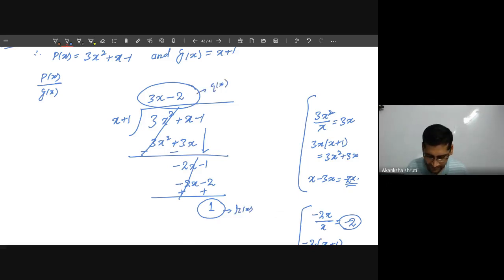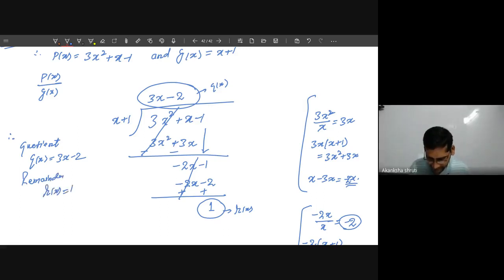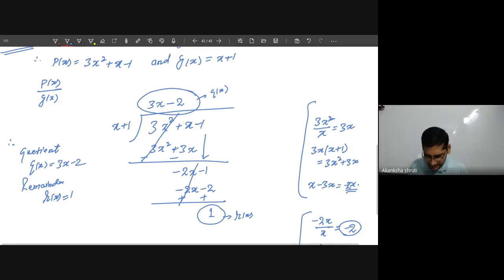So here the quotient Q of x is how much? 3x minus 2. The remainder is how much, students? 1. That R of x, it is 1. What is the degree of the quotient? 1. What is the degree of the remainder? It is 0. So this is all about today's class. Now let us end the class.